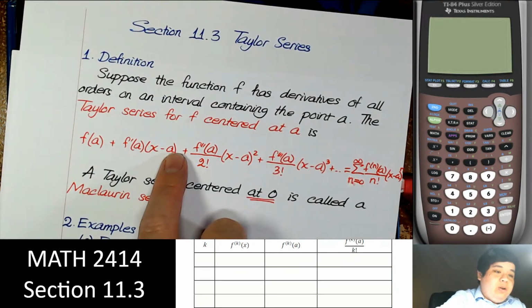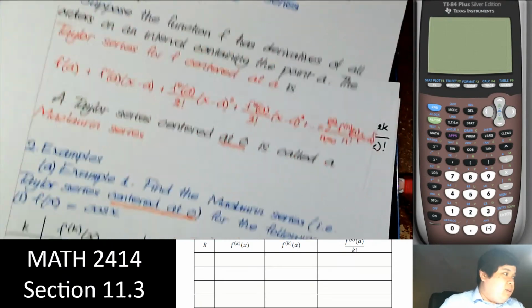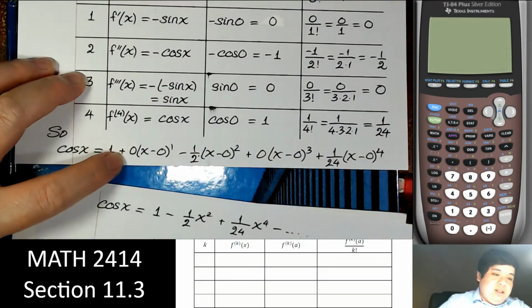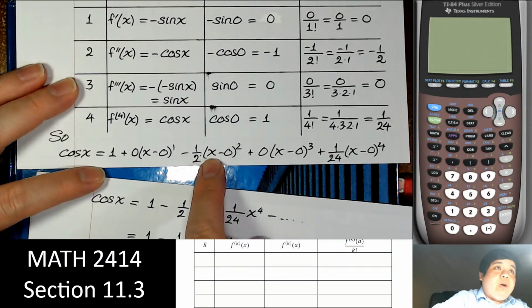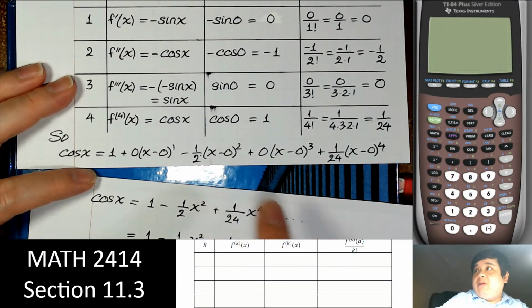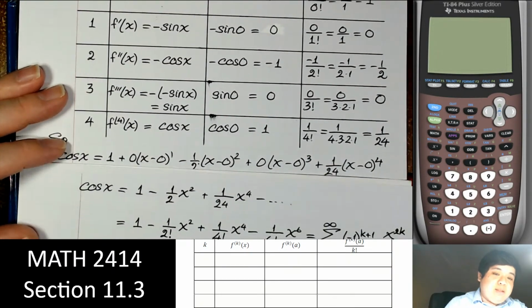a is equal to 0, so x minus 0. That's why it is x minus a. So always write x minus a, and a this time is equal to 0, so we just have x minus 0.